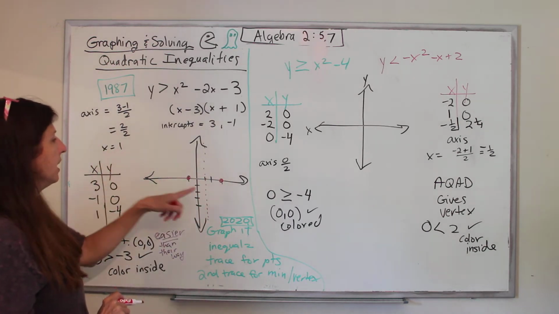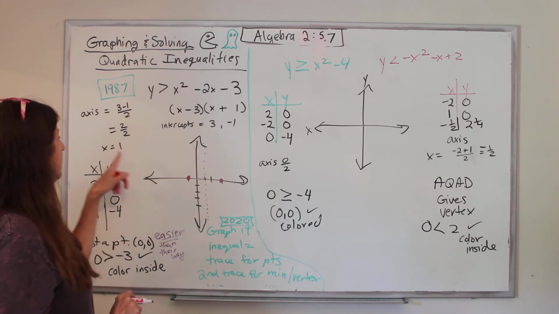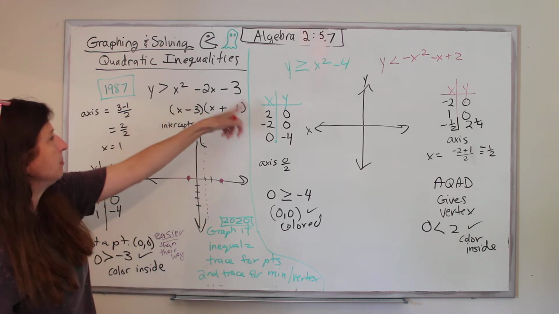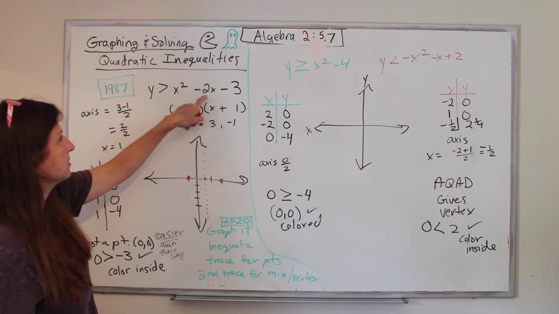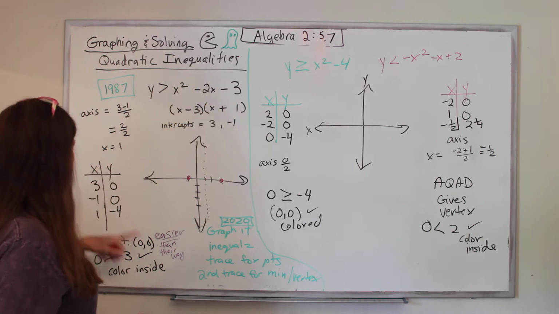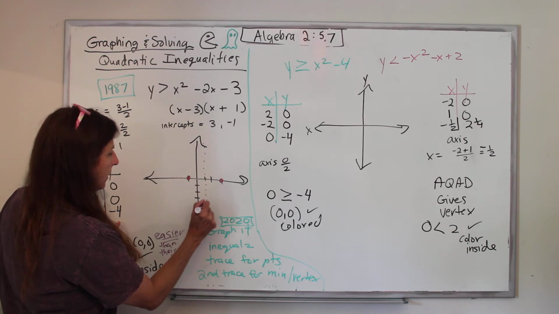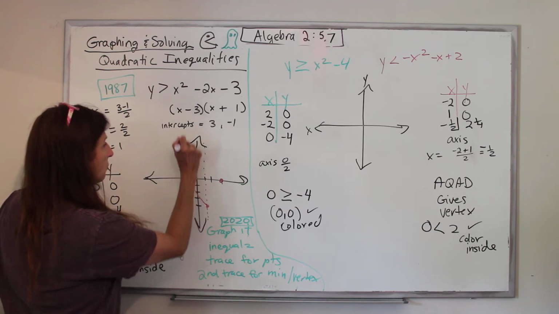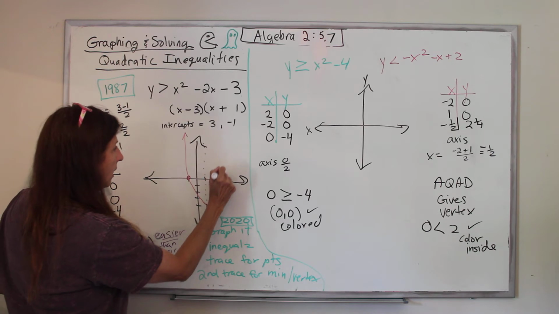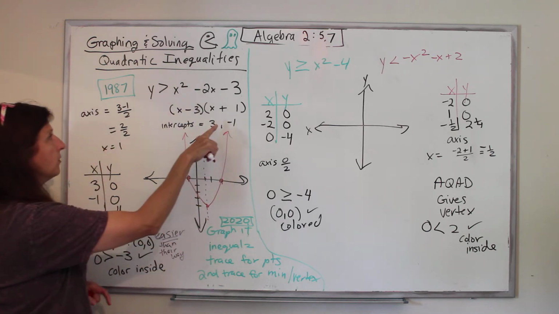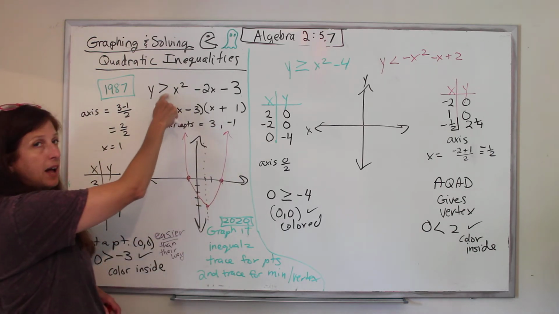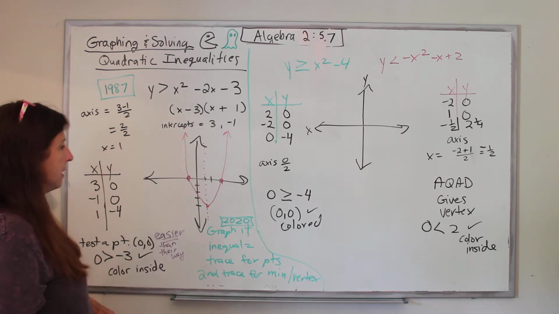And I need to know, well, where is it? So I fill 1 back into my equation, 1 squared minus 2 times 1 minus 3, and that's negative 4. So I put a dot at 1, negative 4, and real smooth, I draw my parabola. Now I know this one goes up because this is positive. My A coefficient is positive.